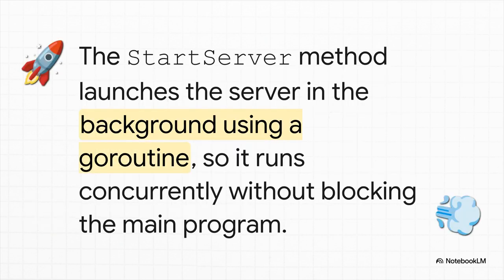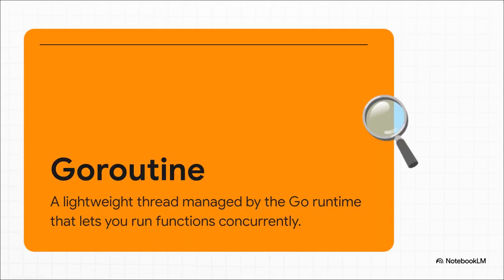Now this is where the magic happens. There's a method called startServer attached to that struct. It sets up the router, defines the handlers, and fires up the server. And it uses something called a Go routine to launch it in the background. This is a really key feature in Go. So let's take a closer look at what that actually is. So what is a Go routine?